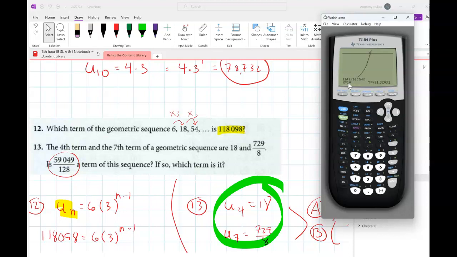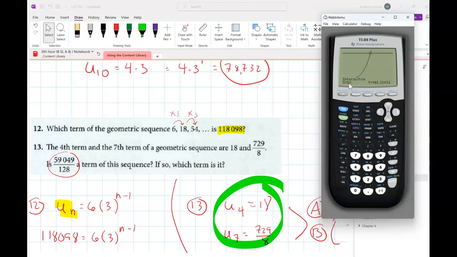What is that telling me? That should be the 10th term. So is that a term of the sequence? Yes, it's the 10th term. What if my X was like 9.7? It's not a term of the sequence because it's not a whole number.